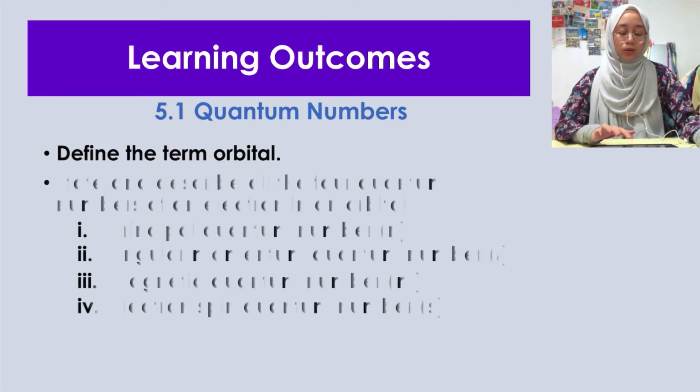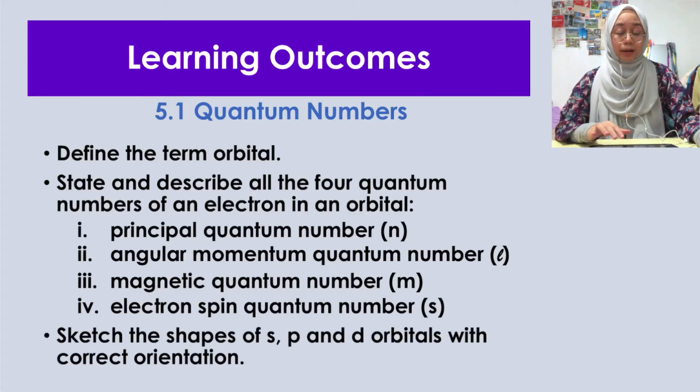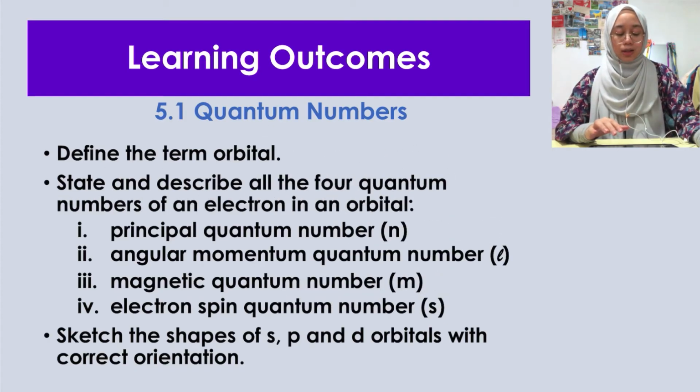So define the term orbitals and then state and describe all the 4 quantum numbers of an electron in an orbital. And then we also have to sketch the shapes. So for this video, we are going to cover the first 2 dahulu. Okay, so let's have a look at what is orbital.